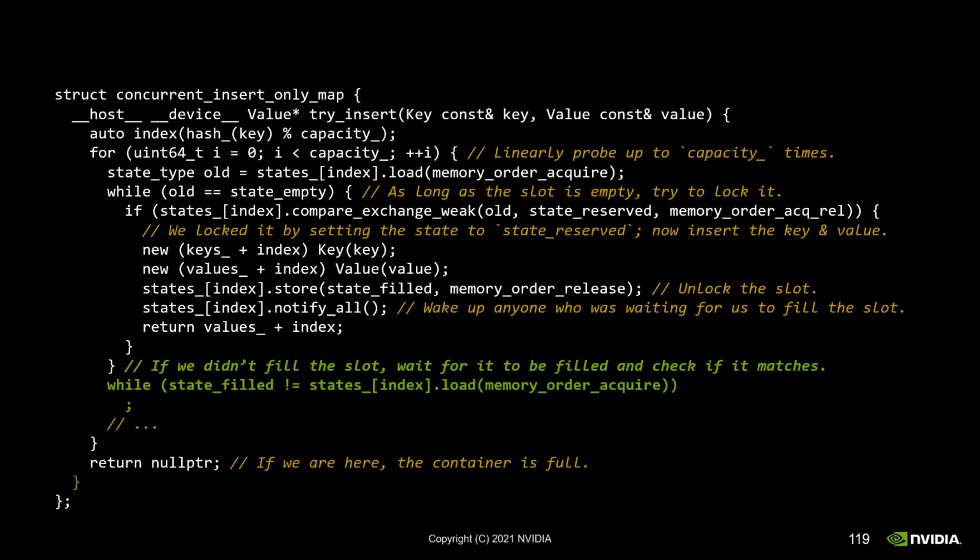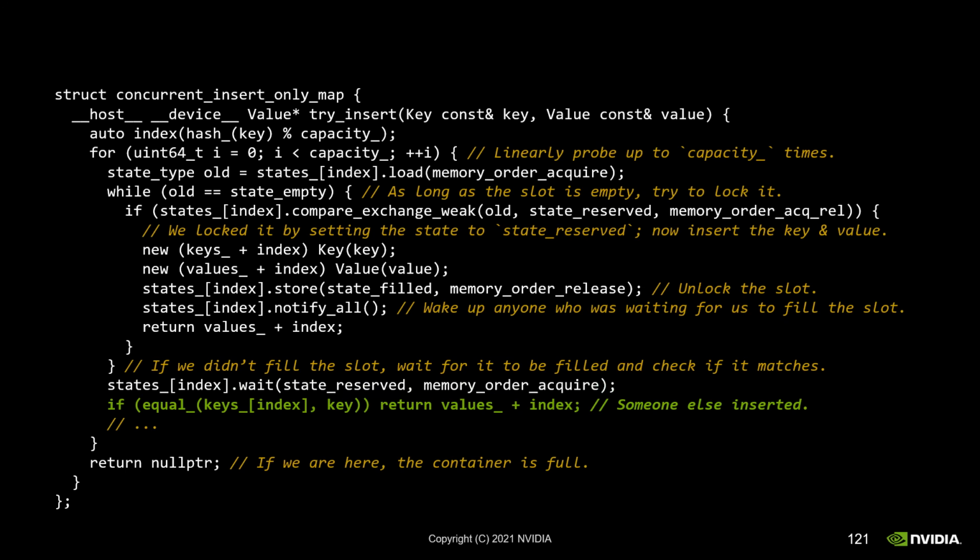Now, if we failed to set the slot to reserved, but we've observed that the state of the slot is now reserved, that means another thread has acquired the lock and we need to wait for it to fill the slot. We'll know the slot is ready to be checked when its state changes from reserved to filled. We could check for this with a naive spin loop, but this won't perform very well under contention. Instead, we can use atomic wait. This essentially says, wait until the state is no longer equal to reserved. If a slot is in the reserved state, it can only change to one other state, filled. So once this wait returns, we know the slot is filled.